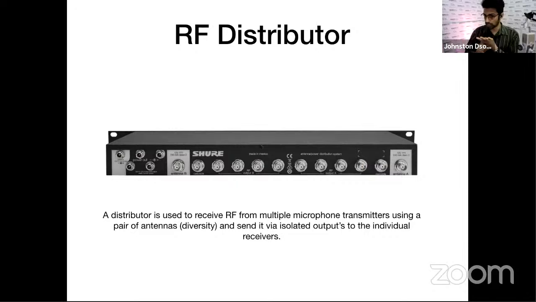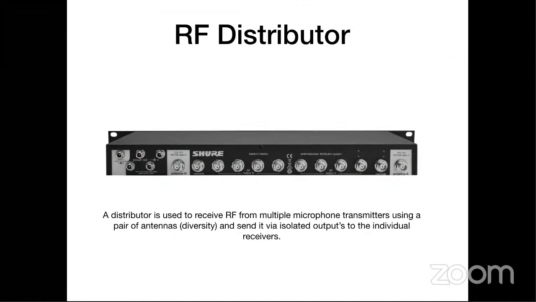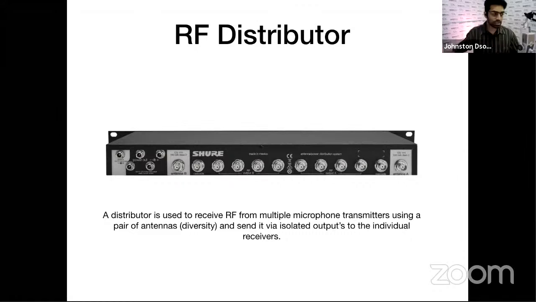Okay, so we'll talk about how to actually use this diversity system a little later, but let's go into RF distribution. Now there are two things: RF distributors and RF combiners. Okay, what an RF distributor does is, suppose we have multiple microphones. Okay, we have say 10 microphones on stage. That means if you have 10 microphones, we'll have 10 receivers as well. Correct? Am I right or wrong? Yes, sir. Okay, so 10 microphones means 10 receivers.